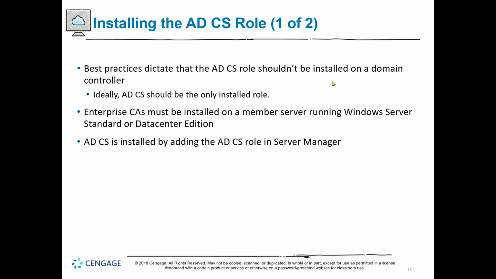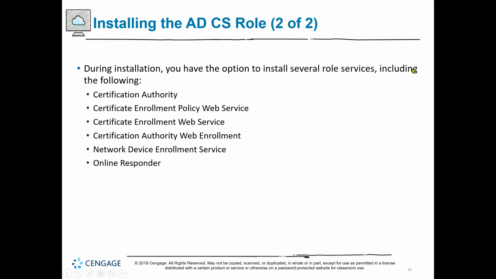Enterprise CAs must be installed on a member server running Windows Server Standard or Data Center Edition. ADCS is installed by adding the ADCS role in Server Manager. During the installation, you have the option to install several role services, including Certification Authority, Certificate Enrollment Policy Web Service, Certificate Enrollment Web Service, Certification Authority Web Enrollment, Network Device Enrollment Service, and Online Responder.